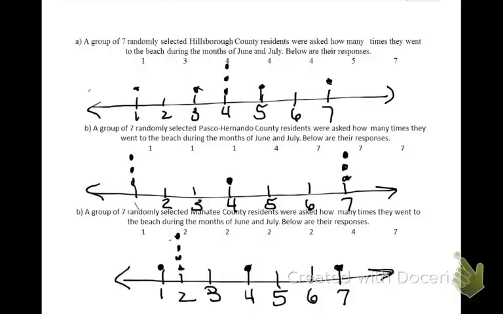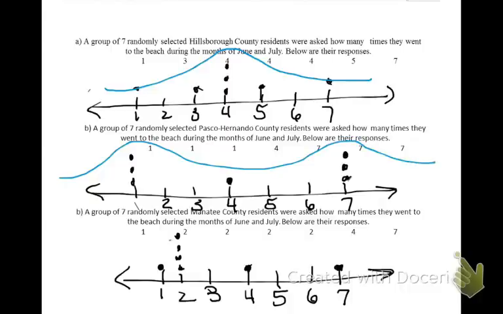The first one, if you were to fit a general shape, would have a bell shape to it. If you were to fit a general shape to the Pasco-Hernando County data, it would come back as bimodal, meaning it has 2 peaks. And if you were to fit a curve to the Manatee County data, it would come back with a skew. And in this case, since the tail drops off on the right-hand end, it's what we will call skewed right.